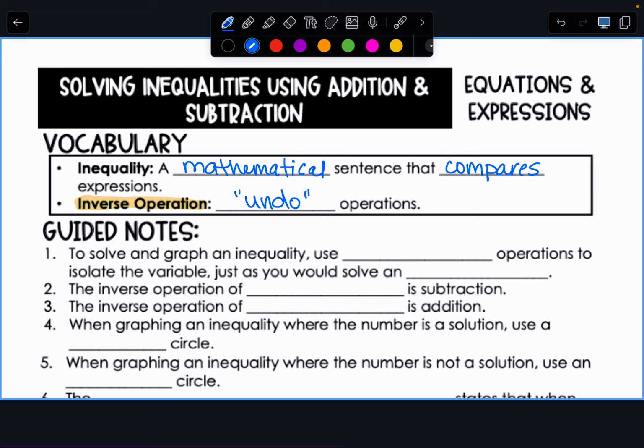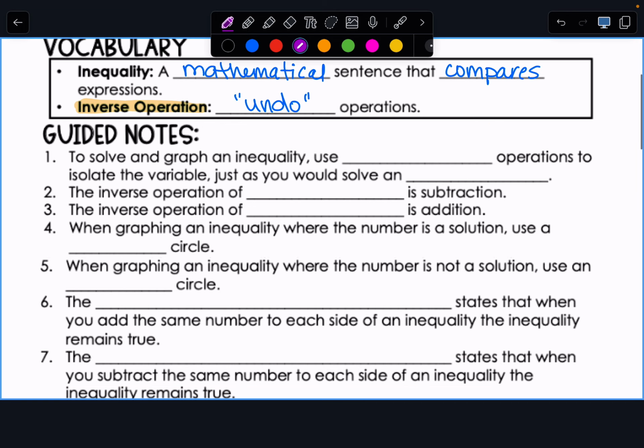So, we are going to use our inverse operations to, in the words of Jared Pyle, isolate our variable. I love that you used that word. That really made me happy, Jared. Just like when we solve an equation, okay? We are going to get the variable by itself, just like we would with an equation.